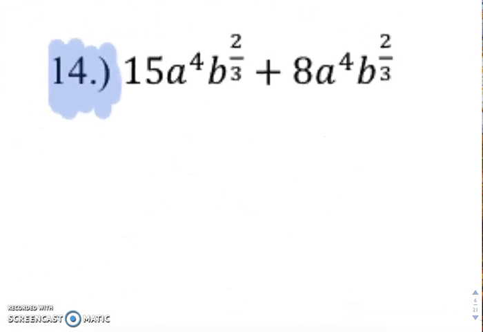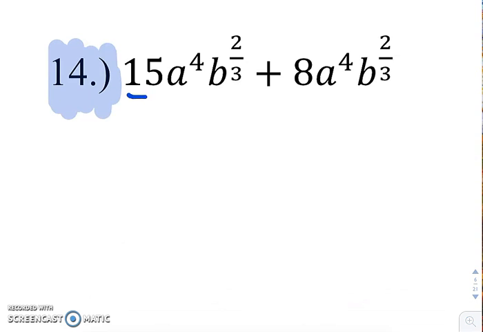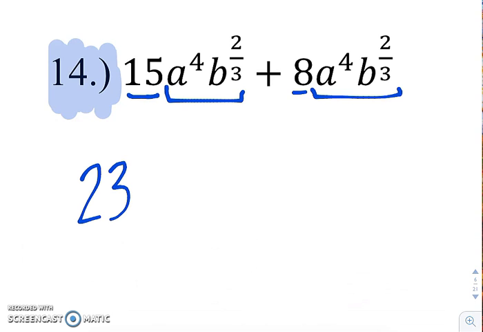So number 14. Again, lead coefficients are 15 and 8. So is what's attached to them exactly the same? Same variables with the same powers. Yes. A fourth b to the 2/3. How many a fourth times b to the 2/3 do we have? 15 plus 8. So 23 a to the 4th, b to the 2/3.